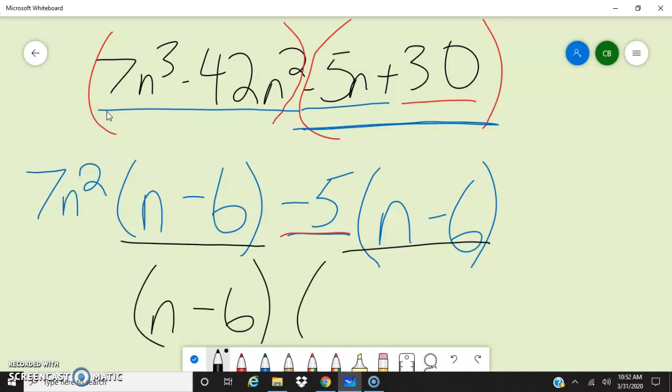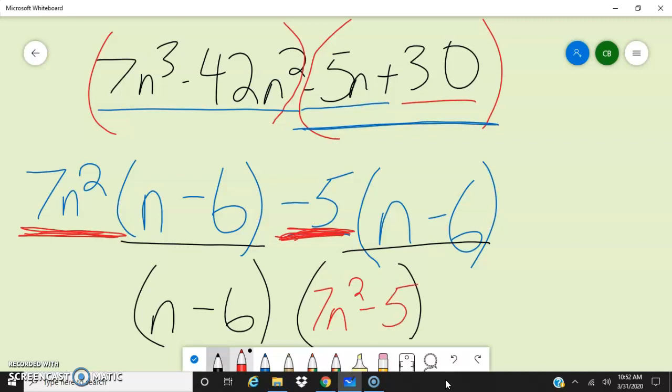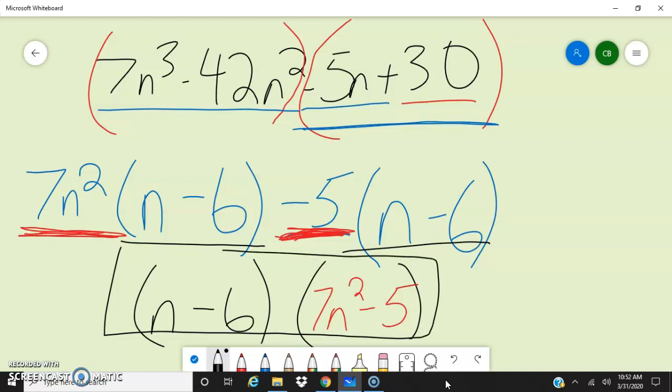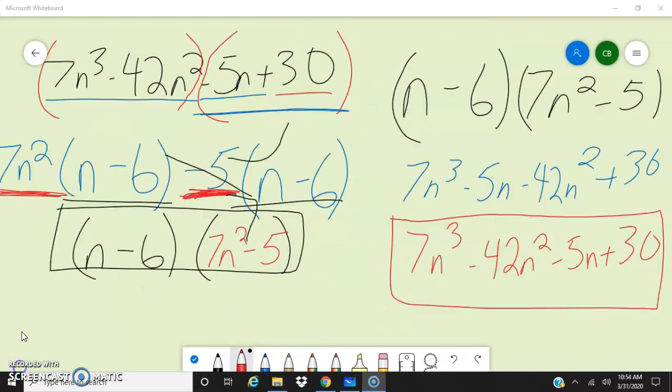And my other set of parentheses, where does it come from? Well, whatever you factored out here first, so 7n squared, and then the other one, which is this one right here, this minus 5. And that should be your final answer. And now if you want to pause your video, you can see what I've done is I've FOILed our answer here. I've FOILed those binomials and got the same exact thing that we started with.